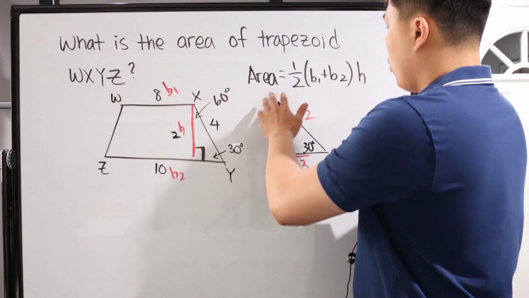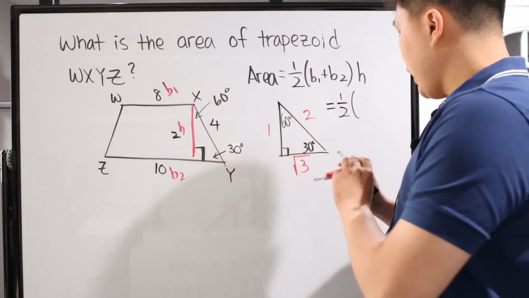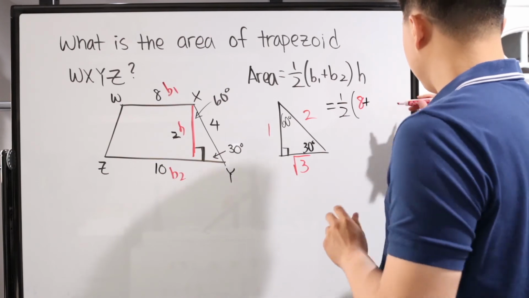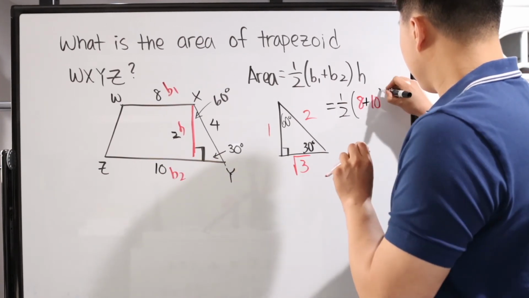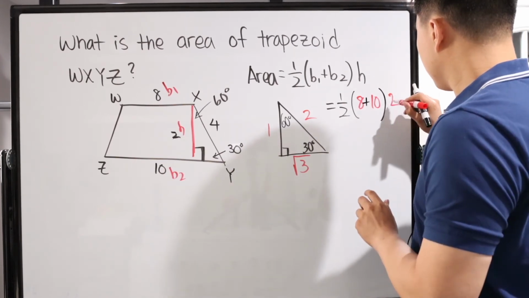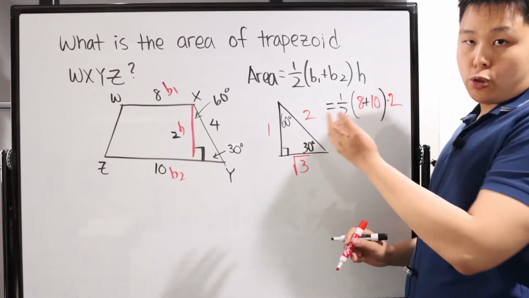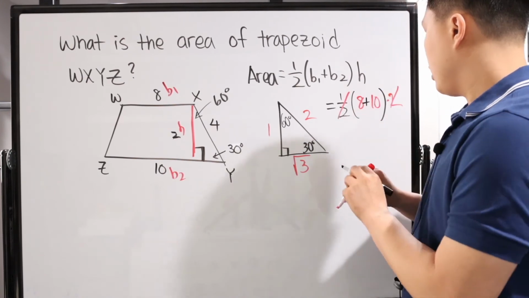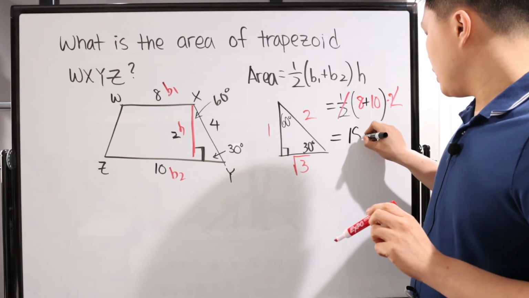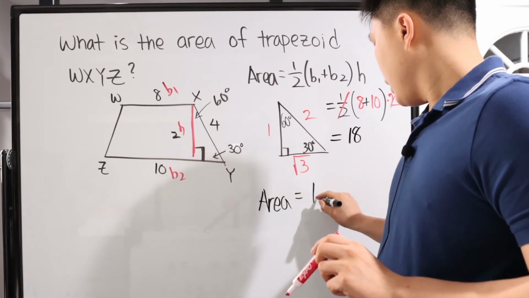So in that case, 1/2 times base 1, which is going to be 8, plus base 2, which is going to be 10, times our height. In this case, we know that it's going to be 2, which is what we plugged in. Now, here's the lucky part: 1/2 times 2 cancels out. So basically, in the end, our area is just going to be 8 plus 10, which is 18. So area is equal to 18.